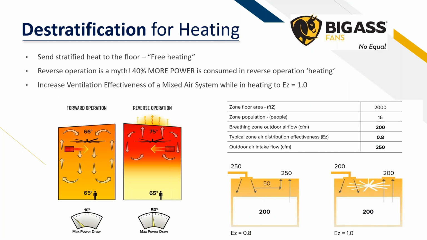And then in heating mode as well. The one thing out there, we don't actually reverse operation with Big Ass Fans. They work the exact same in summer and in heating. We're just destratifying the space, keeping that space a uniform temperature throughout. During heating time, you can actually get increased ventilation effectiveness up to 1.0 in heating months with Big Ass Fans as well. So that can benefit you in a mixed air system, especially.